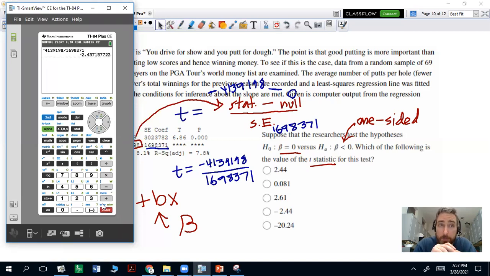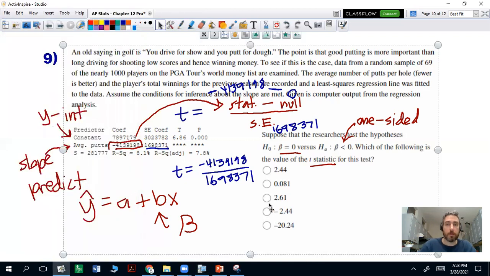So we get about negative 2.437. It's negative because your sample slope is negative, so that makes sense. So negative 2.44. That's going to be this one right here.